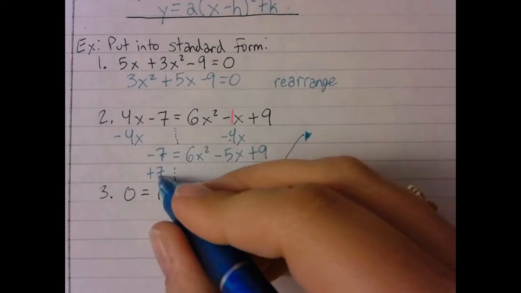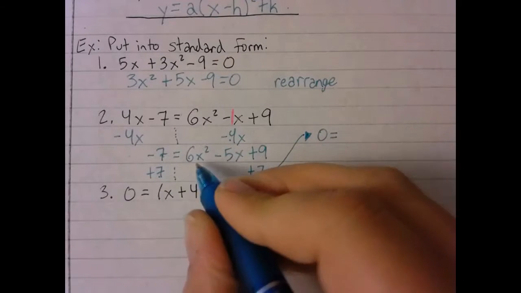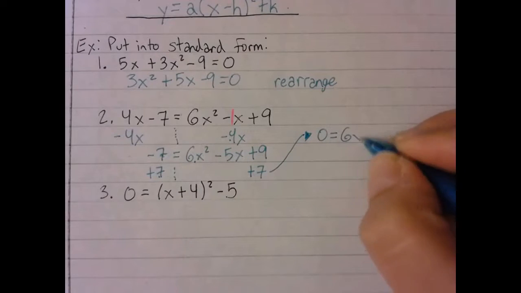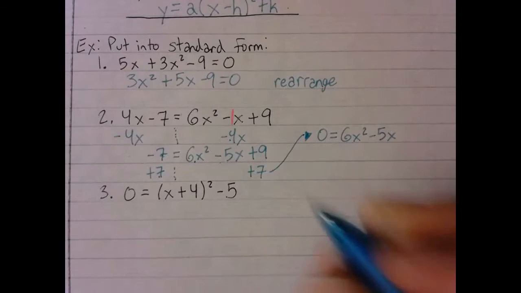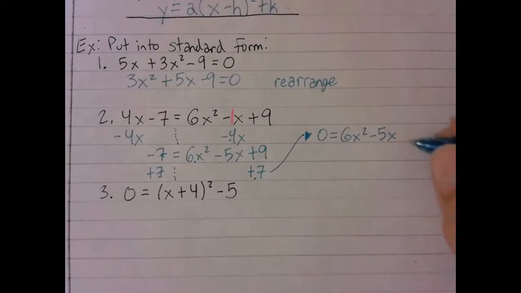All right, so now negative 7 plus 7, that's 0. Nothing happened to 6x squared. Nothing happened to the negative 5x. And then 9 plus 7, that's just 16.